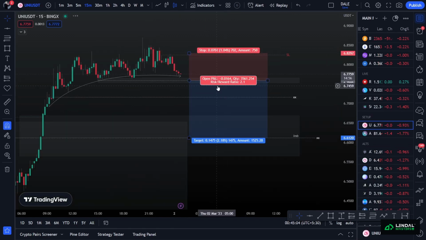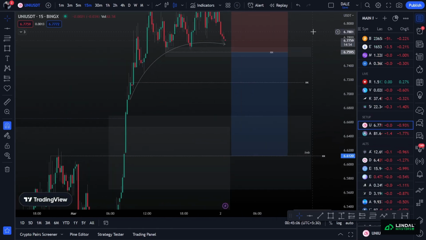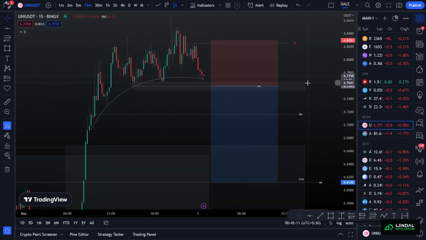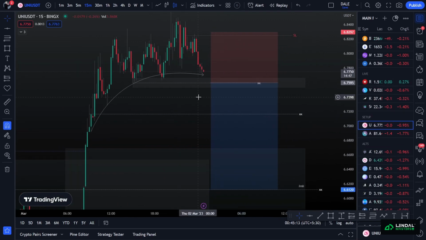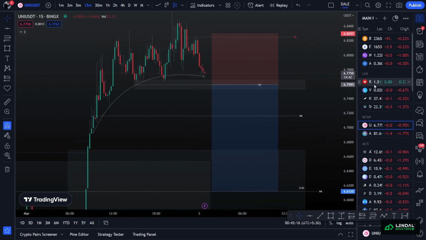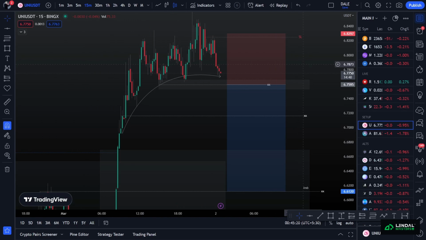Let's check Uniswap. Not bad. If the market had the same volume, this trade would already be done. I mean, at least till here, till half. So this is what happens when the market lacks momentum, and that is because of BTC.